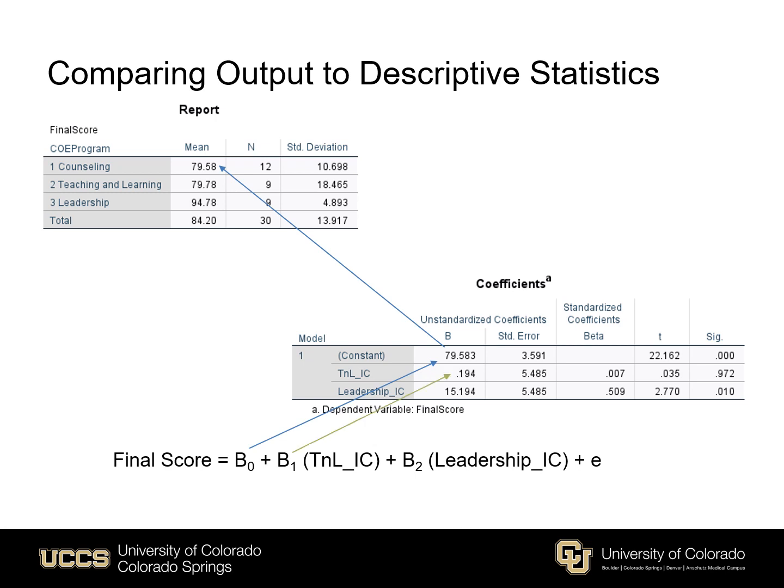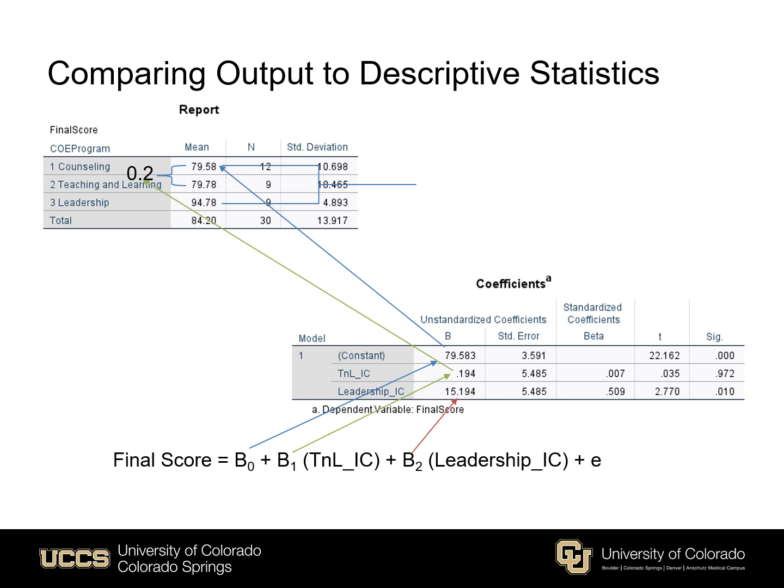Moving on, let's look at our B1 slope. It appears to be small, a 0.194 difference. Let's compare that to the difference in the descriptive statistics between the counseling and the teaching and learning program, which is 0.2. So that estimate from the regression is matching the descriptives quite well. And then finally, our B2 slope is 15.19.